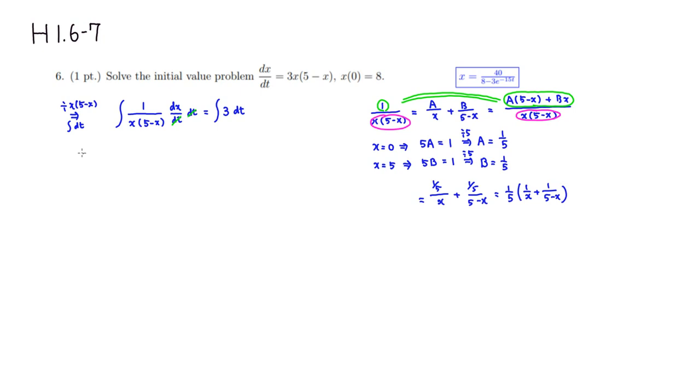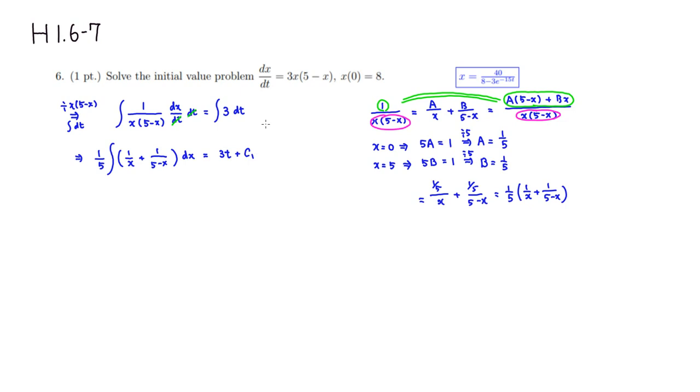So I'm going to put that in there. This is going to be 1 over 5, I'll just put it outside, then you're going to have 1 over x plus 1 over 5 minus x, with respect to x. And this is equal to the antiderivative of 3, which is 3 with respect to t, so 3t plus some constant. I'm going to call it C1.